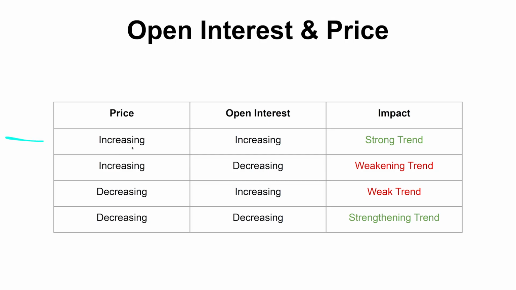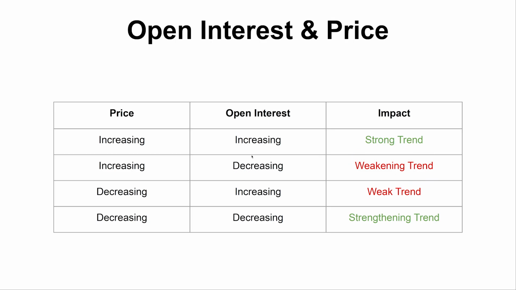If price is increasing and open interest is increasing, this is telling us that the trend is strong. So we have upward pressure on price and open interest. As we get into High Block Capital and start to look at this visual on a chart and some of their tools, we'll start to see what that means. Price increasing with open interest decreasing, that could be a weakening trend.